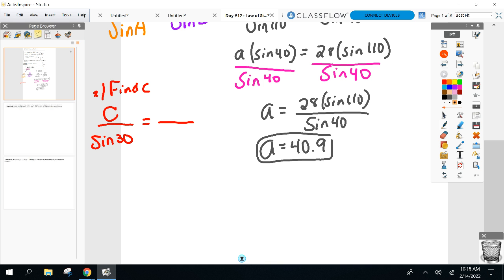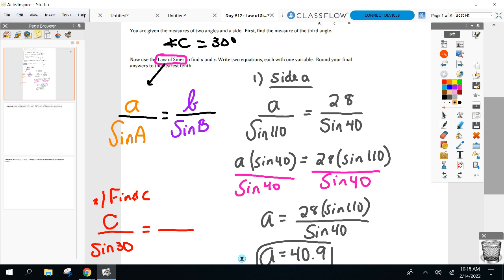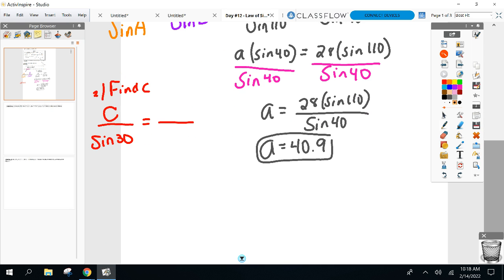Now, you guys have your choices for your next proportion. You could stick with 28 over sine 40, the one that was given. You can use that, but be careful. Let's say you ended up using the previous answer, 40.9. No, you won't. You're going to use the non-rounded answer. If you want to use this A value, you won't use 40.9. You'll use 40 whatever it was before.